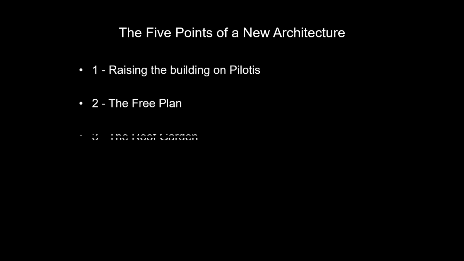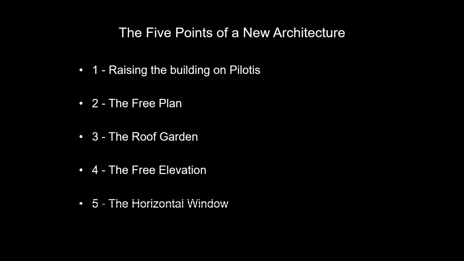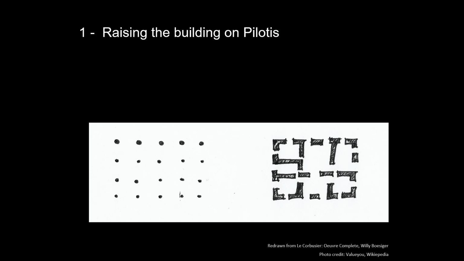So what are the 5 points of architecture? The plan, raising the building on pilotis. The right-hand plan shows the old type of building fixed to the ground with continuous foundations. The left-hand plan indicates a new possibility by raising the building floor slab up on pilotis supported on individual footings.